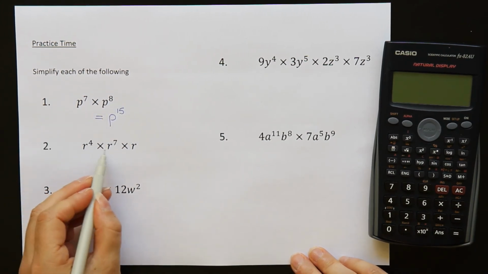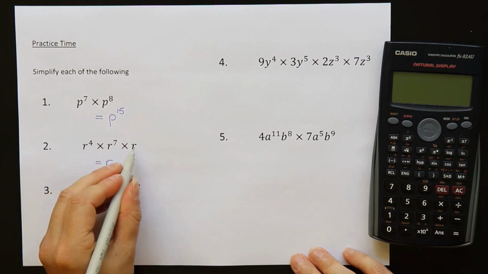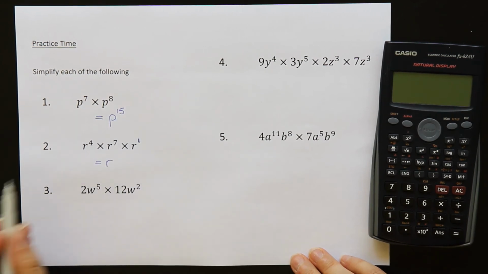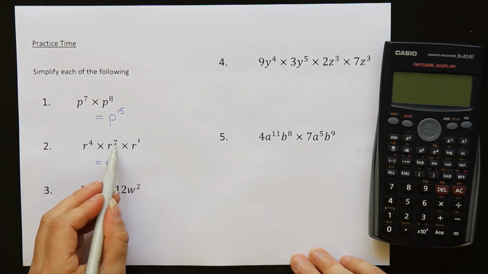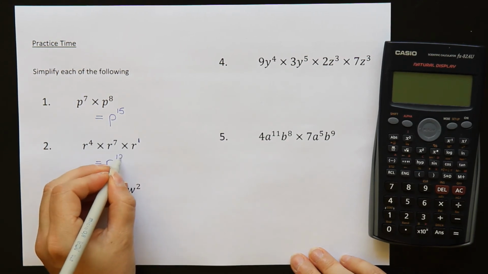Question 2. r is the base. There is 3 of them multiplied together. This one that doesn't have a power would be a power of 1. So I just have to add them. 4 plus 7 is 11, plus 1 is 12. So r to the power of 12.